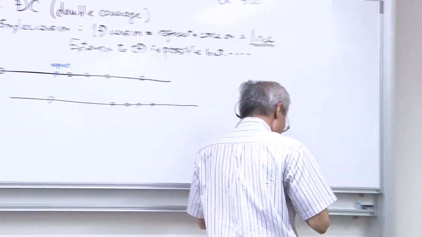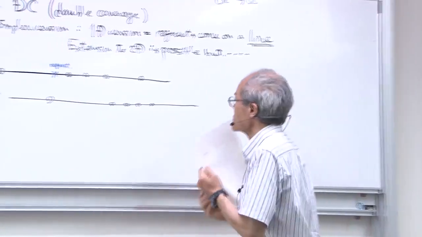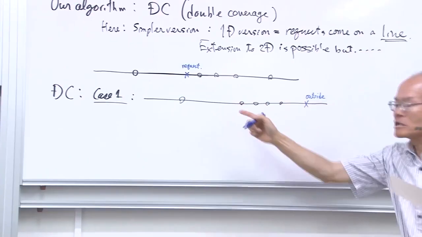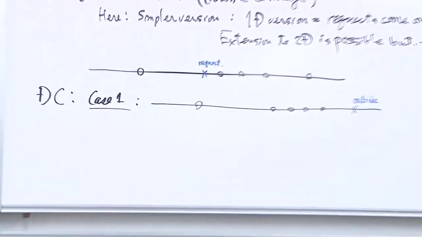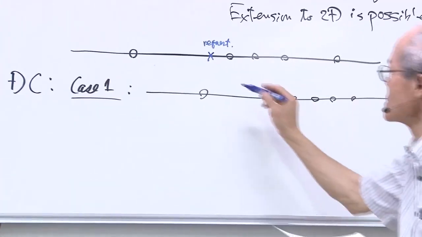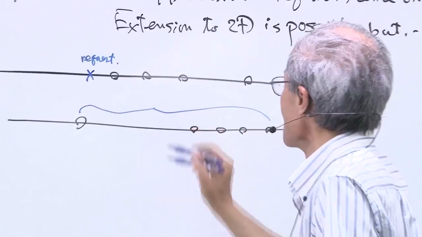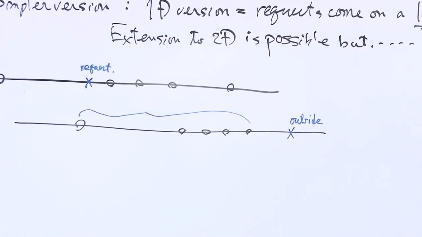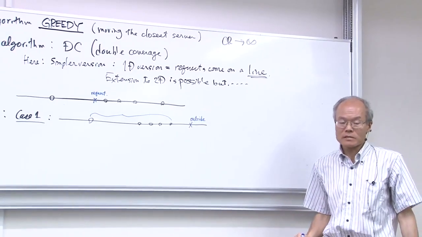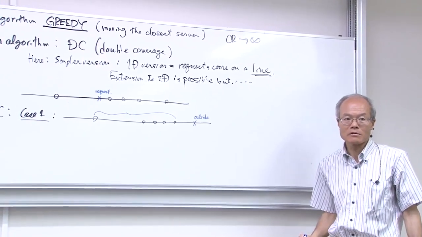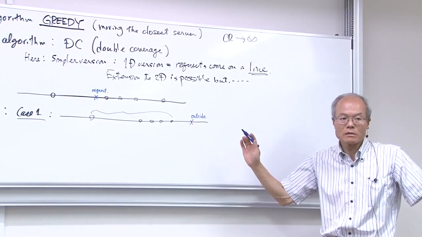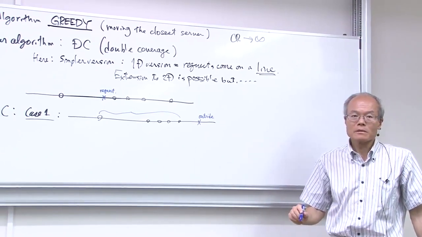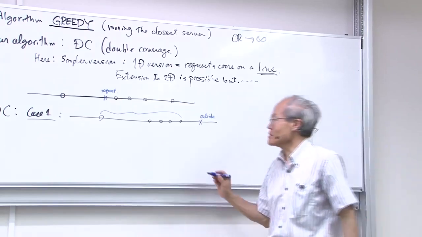Okay, case 1 is a request comes outside the range of the current servers. Okay, these are the current servers, and a request comes outside of the current servers. Do you understand? Is it clear? Outside, not inside. Then the DC moves the closest server. It's greedy.